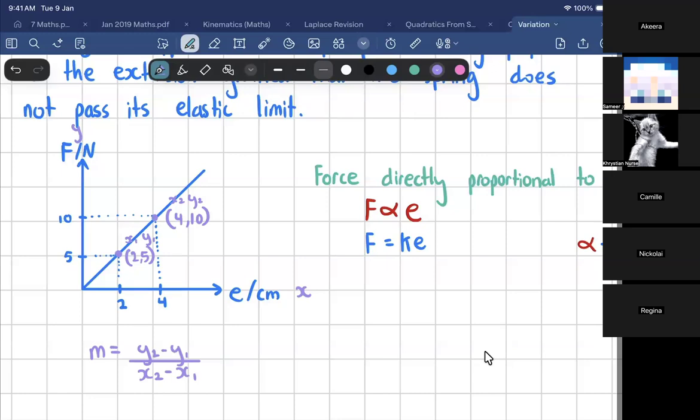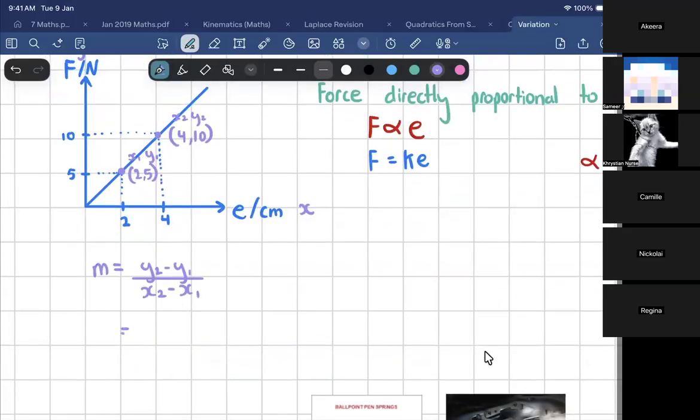Nikolai, remember how to find gradients? Can I hear Nikolai? Regina, let me know if you're with me. Yes, sir. Okay, Regina, you know how to find gradients? Yes, sir. Okay, cool. So let's continue, right, Hannah?